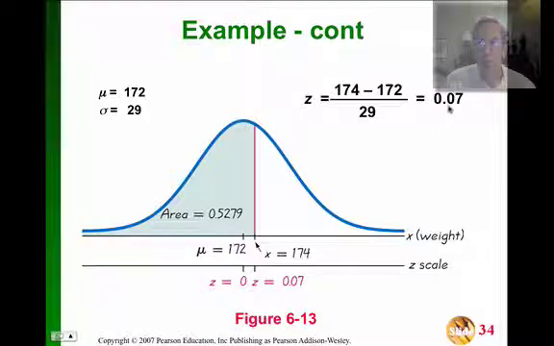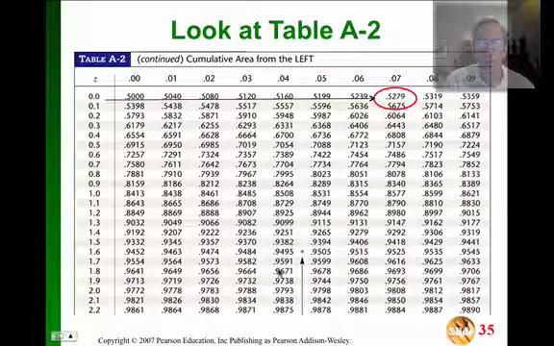I got a z-score of 0.07 when I put it into my conversion formula. The likelihood of that value occurring, 174 pounds, is 0.5279. So 52.79% of the time, a sample of one person selected from that population will weigh less than 174 pounds. I found that likelihood by going back to, once I had my z-score of 0.07, table A-2, looking at 0.0, and then looking for the 0.7, the hundredths. There it is, 0.5279.